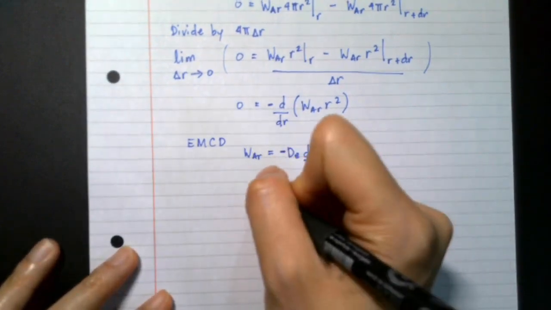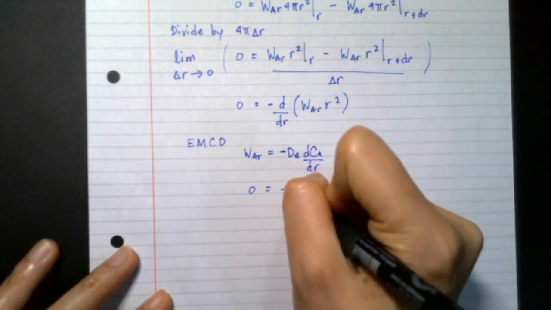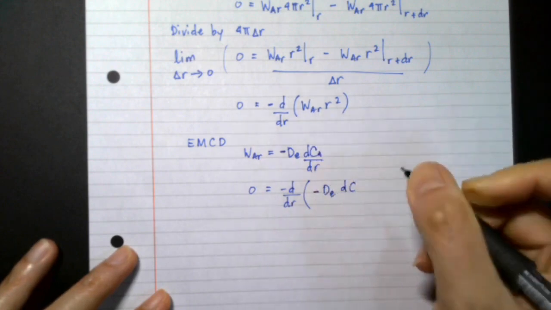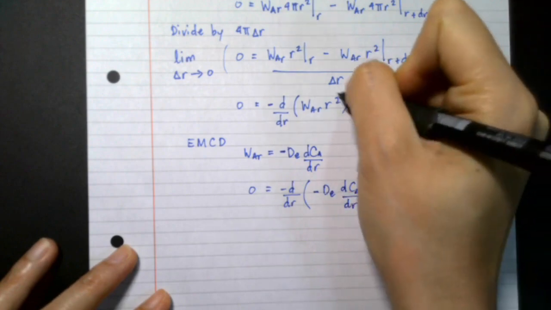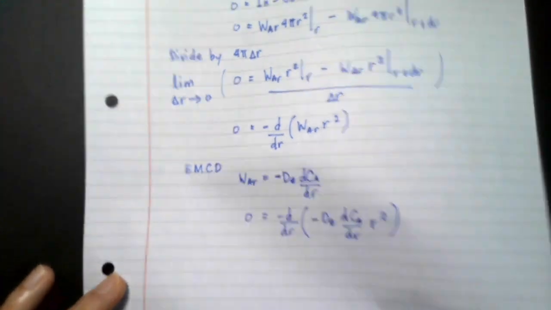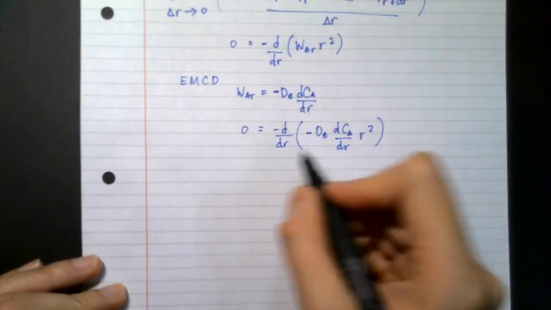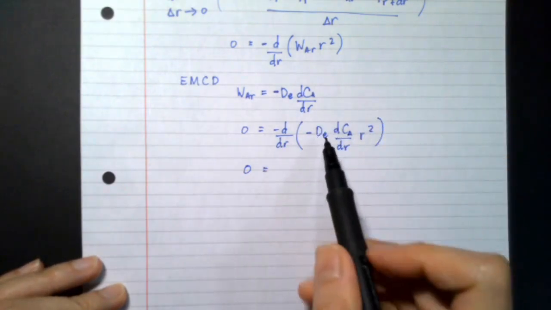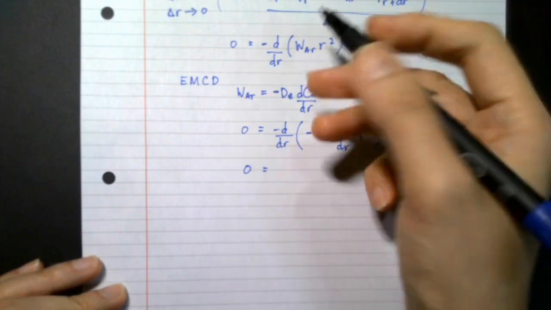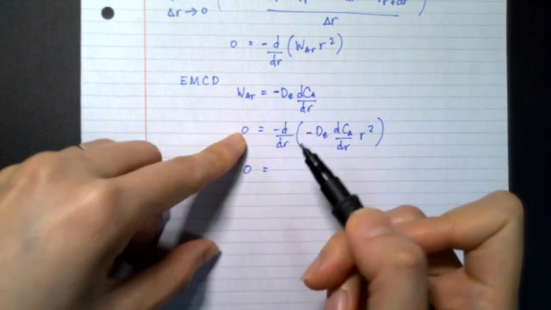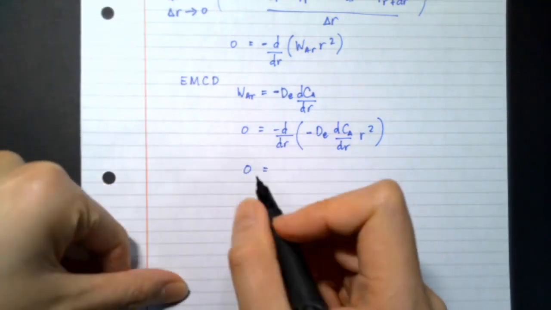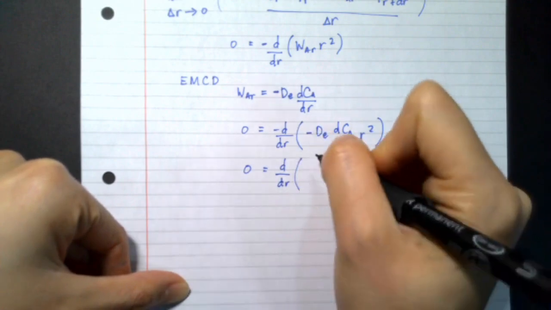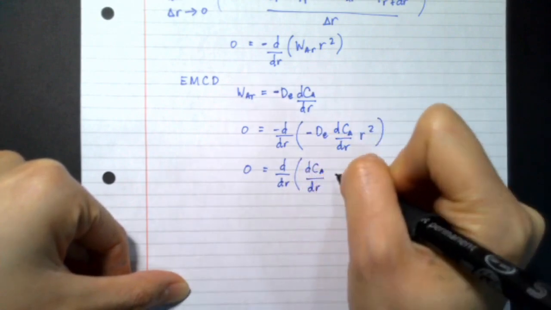So we'll have 0 is equal to negative d/dr of D_A times dC_A/dr times r squared. We can tidy this up a little bit. We can take diffusivity out of the derivative if we assume that it is constant. And we have 0 on the left-hand side, so it will just disappear. So we will have d/dr of dC_A/dr times r squared.